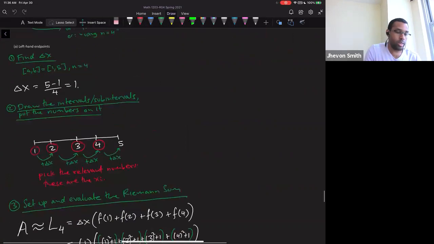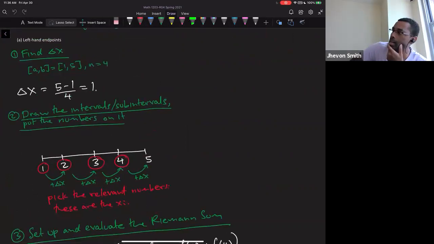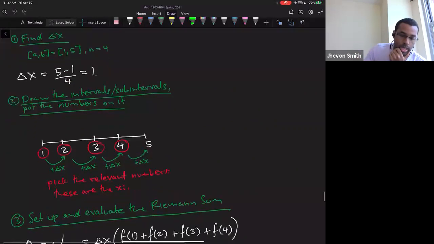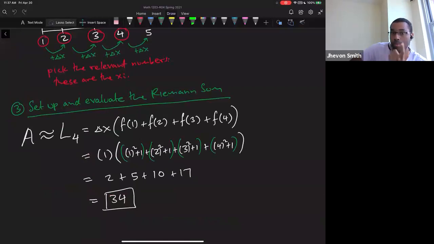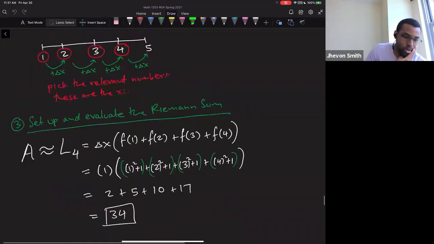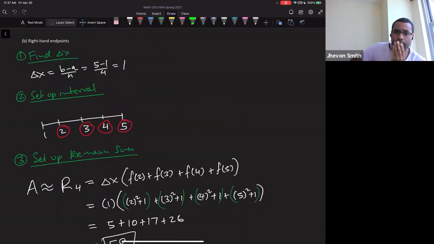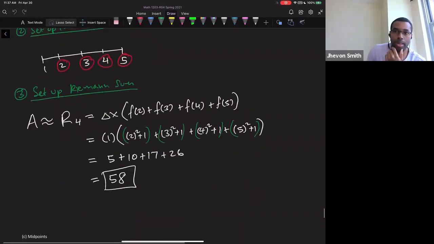But we did the left-hand rule, the right-hand rule, and the midpoint rule. The steps for each were very similar. You find delta x as the first step. You draw your interval and create the numbers and pick the points that you want. Here we pick all the guys on the left. You set up the Riemann sum and then you evaluate the sum. That was the basic idea. And this is just an approximation for the area under the curve f of x on the interval that you just split up here. For the right-hand rule, same thing. You find delta x. Set up your interval. This time you choose everyone on the right, and then you plug into the Riemann sum, evaluate it.